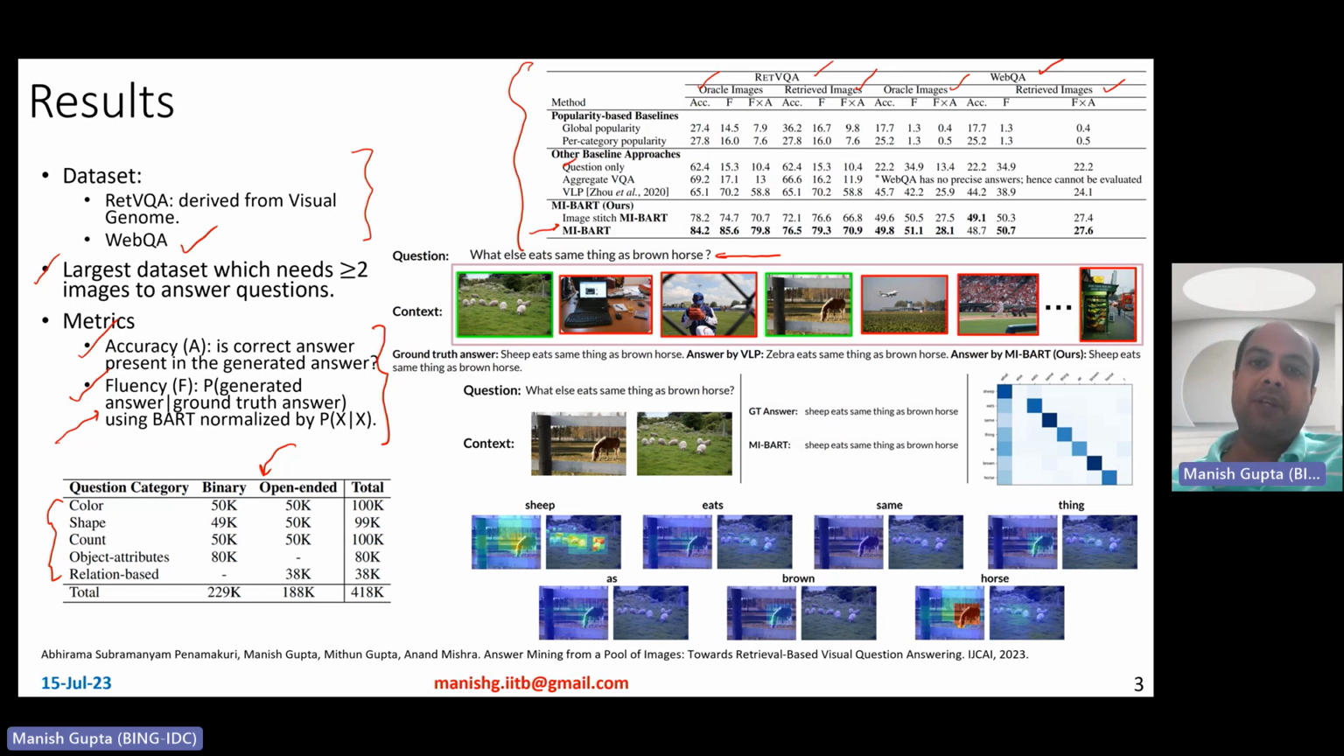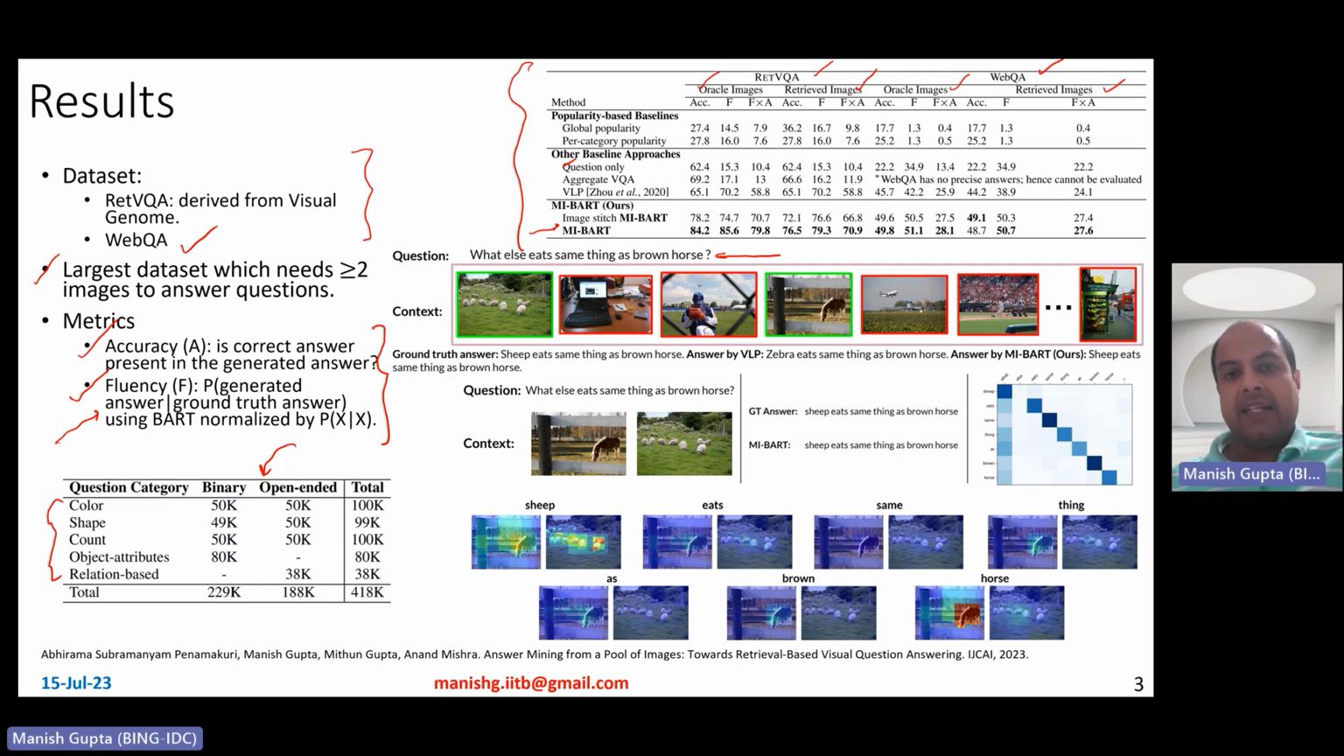Now, remember, when we do our proposed MI-BART model, we are again giving multiple images as input to MI-BART, but we are concatenating the evidence in the embeddings. While when we do image stitch MI-BART, the idea is that you have retrieved relevant images, you just concatenate them in the image space itself and then give them as input.